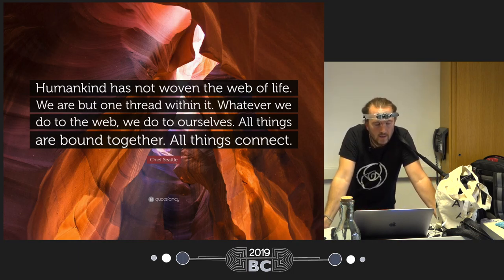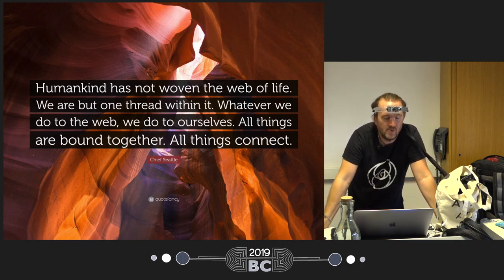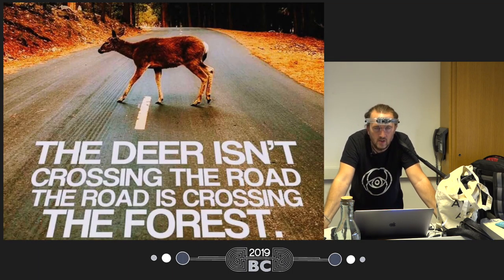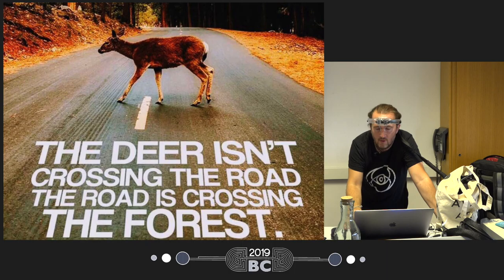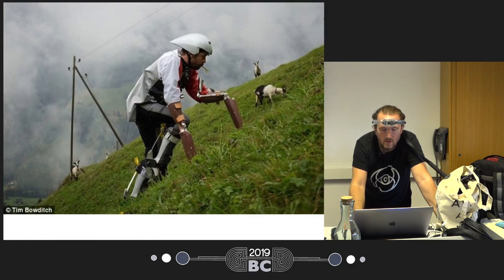Humankind has not woven the web of life. We are but one thread within it. Whatever we do to the web, we do to ourselves. All things are bound together. All things connect. The deer isn't crossing the road. The road is crossing the forest. So moving from this to this, and lots of people are already onto this. This is an artist that doesn't think we're going to evolve into being robots. He thinks we're going to devolve into being animals, and he's already practicing to be a goat.